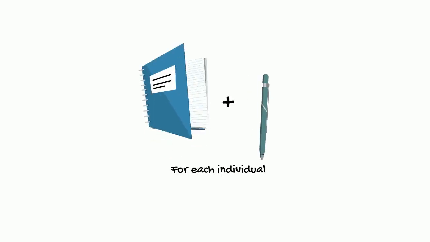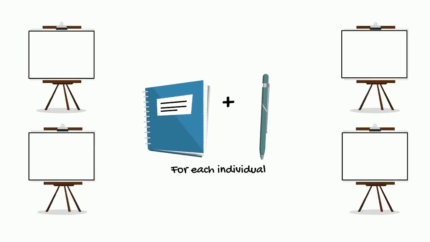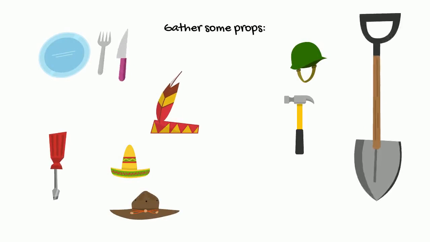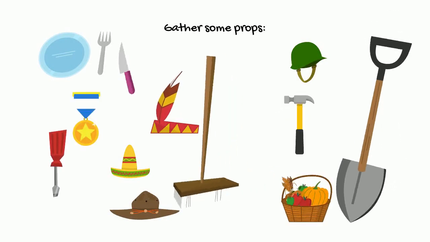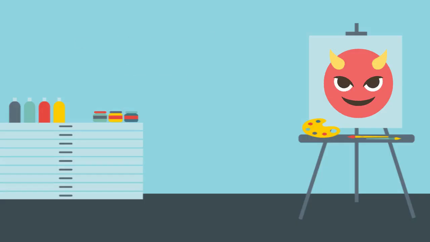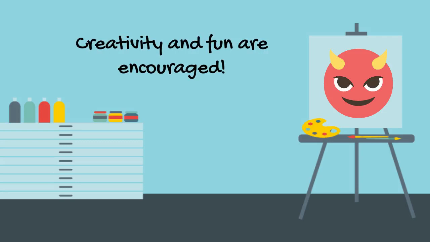Make sure everyone has a notepad and pen and that there are 4 flip chart pads on easels, 1 for each of the 4 groups. You should also gather some props to support the out-of-the-box thinking that is sure to occur, such as funny hats or scarves, tools, or utensils. Include anything that might be helpful to get the groups to tell their stories and get into character. The point is that creativity and fun are encouraged.